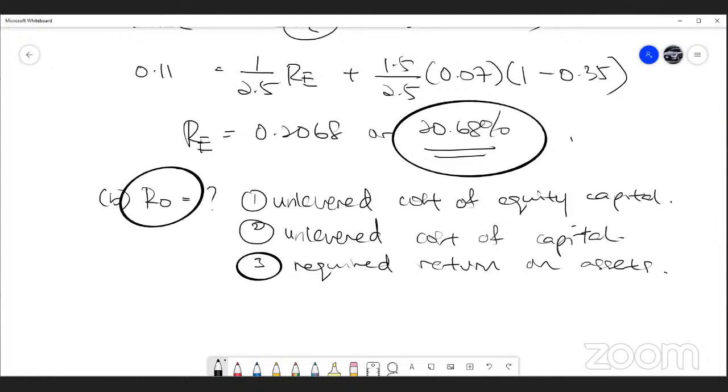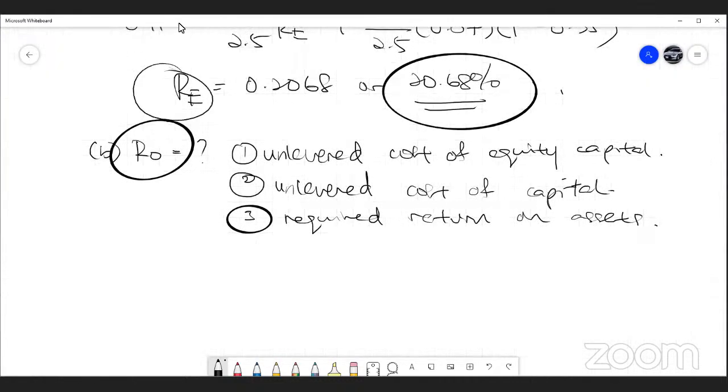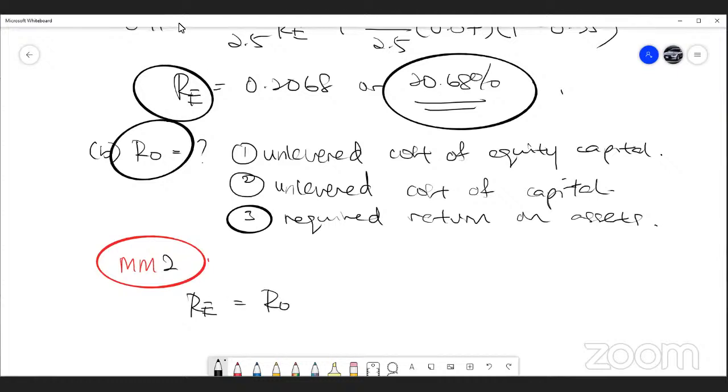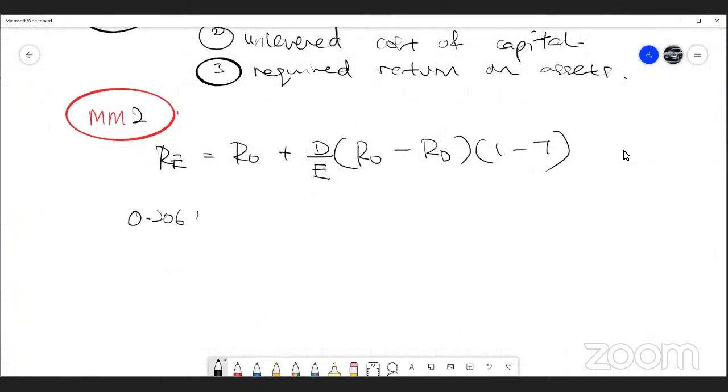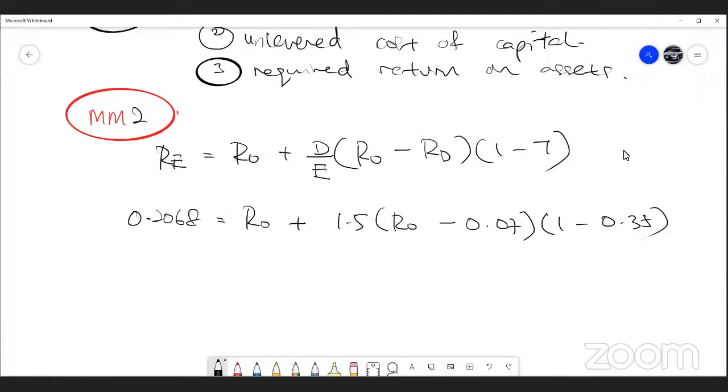So over here they tell you to calculate the unlevered cost of equity capital. To find this with your RE, your cost of equity, you can use the MM proposition, MM2, to find this out. RE equals unlevered cost of equity capital plus debt to equity multiplied by unlevered cost of equity capital minus cost of debt times 1 minus T. Fill in the RE just now, 0.2068. 0.2068 equals R0 plus the debt to equity ratio given in this question, 1.5, times R0 minus 0.07 times 1 minus 0.35. Expand this equation slowly.